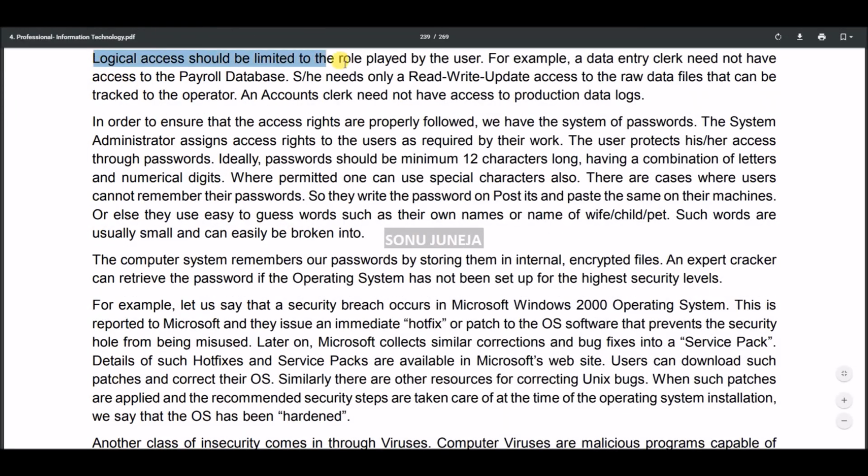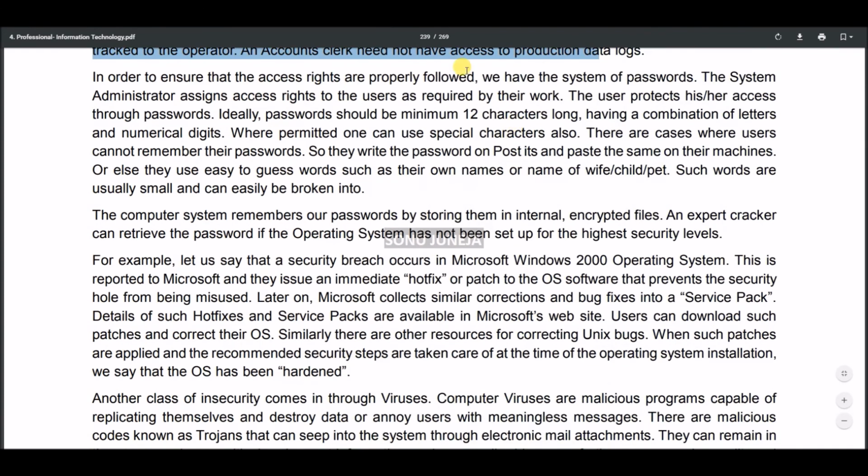Logical access should be limited to the role played by the user. For example, the data entry clerk need not have access control to the payroll database. She need not have the right to update the raw data file that can be tracked to an operator. An accounts clerk need not have access to the production data logs.